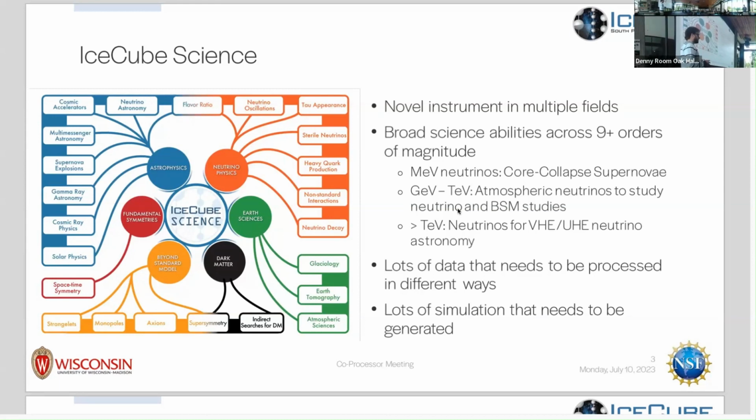Ultimately, what this means is that we have a lot of data that needs to be processed, and it needs to be processed in different ways depending on our science goals. It also means that we have a lot of different simulation that needs to be generated to help facilitate these science goals as well.